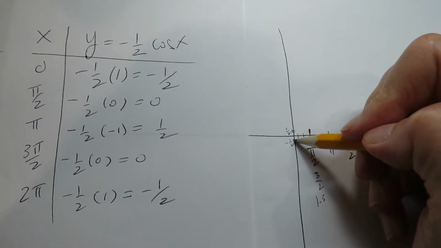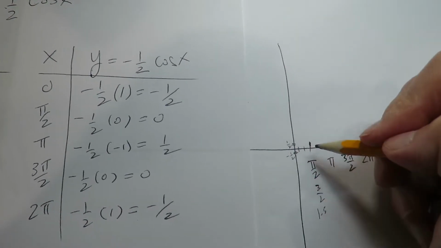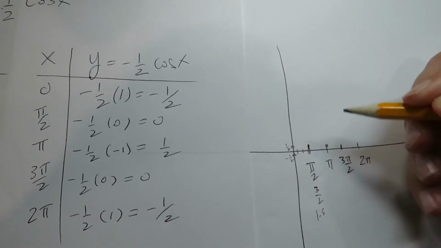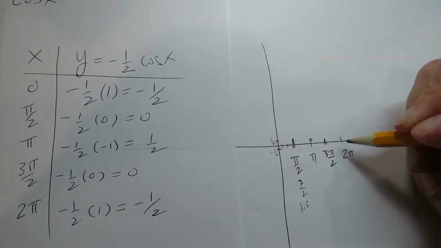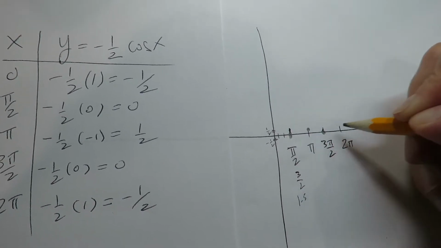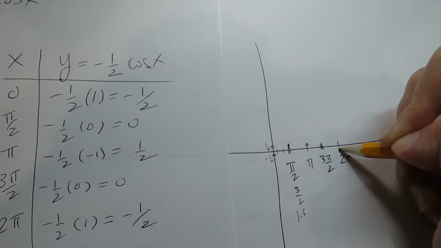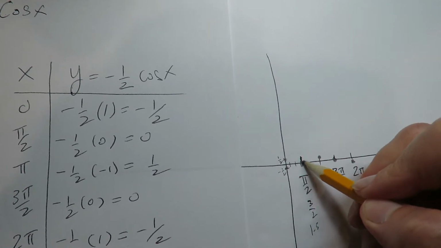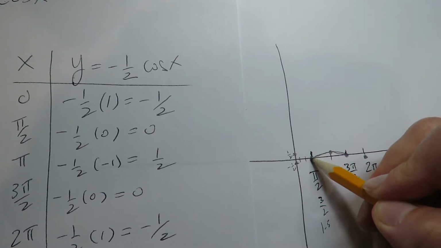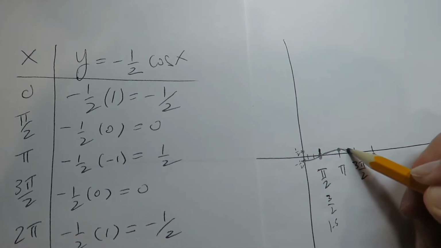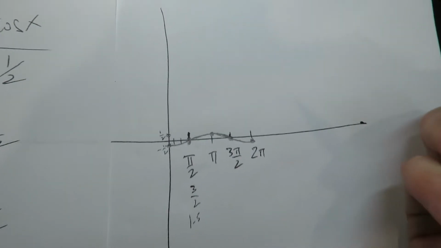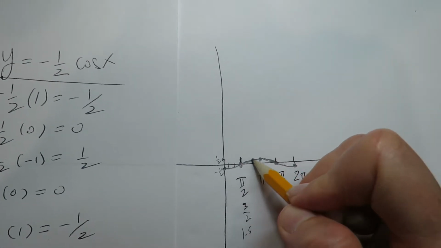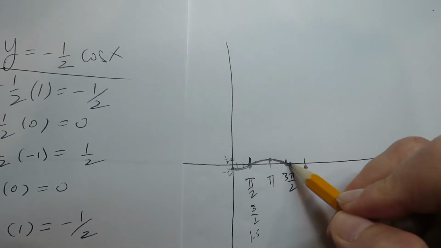Okay, so at 0, we're at negative a half. At pi/2, we're at 0. At pi, we're at 1/2. At 3 pi/2, we're back at 0. At 2 pi, we're at negative a half. This is a little micro picture here. Let me pull in real quick so you can see that better. Concave down over here, concave up, concave up.